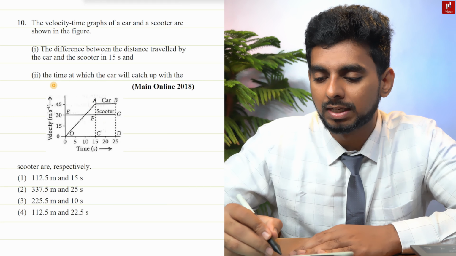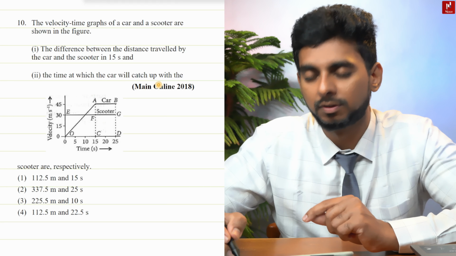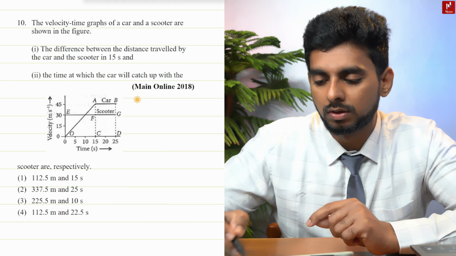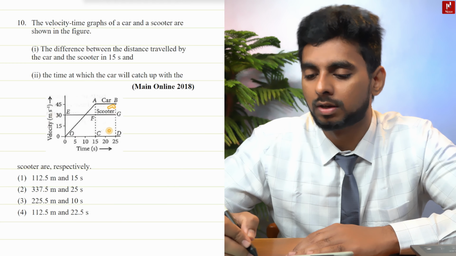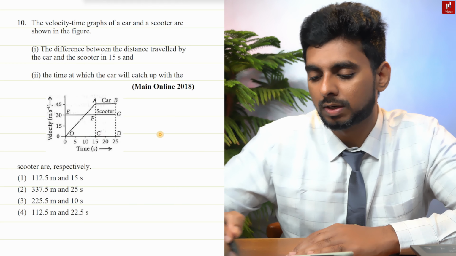Then what I need to find is the time at which the car will catch up with the scooter. Okay, so it should be obvious the scooter is ahead of the car, and there should come a point where this car catches up with the scooter, which means the area under the graph of the car will be equal to the area under the graph of the scooter. So you should get the time where these two areas are the same, after which obviously the car is going to overtake the scooter because it is going to have more velocity when compared to that of the scooter. Okay, so this is what I need to get over here.